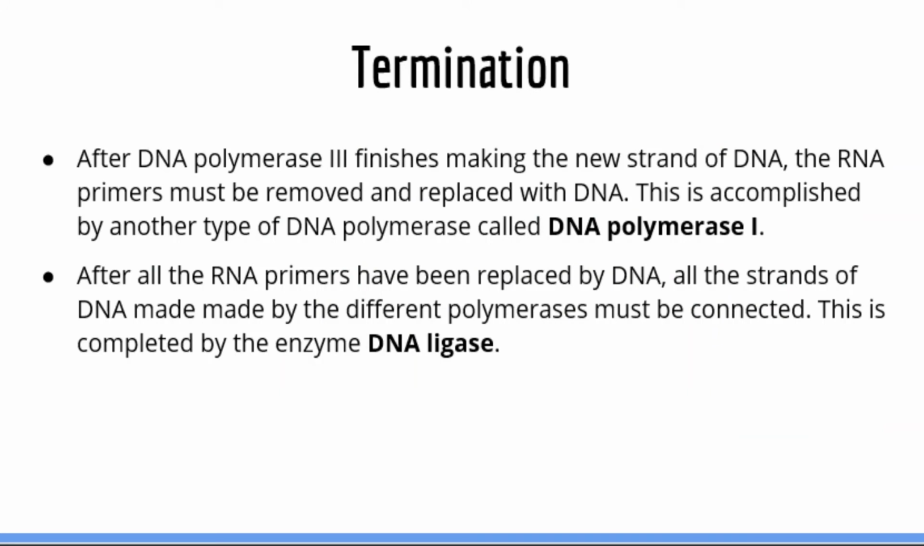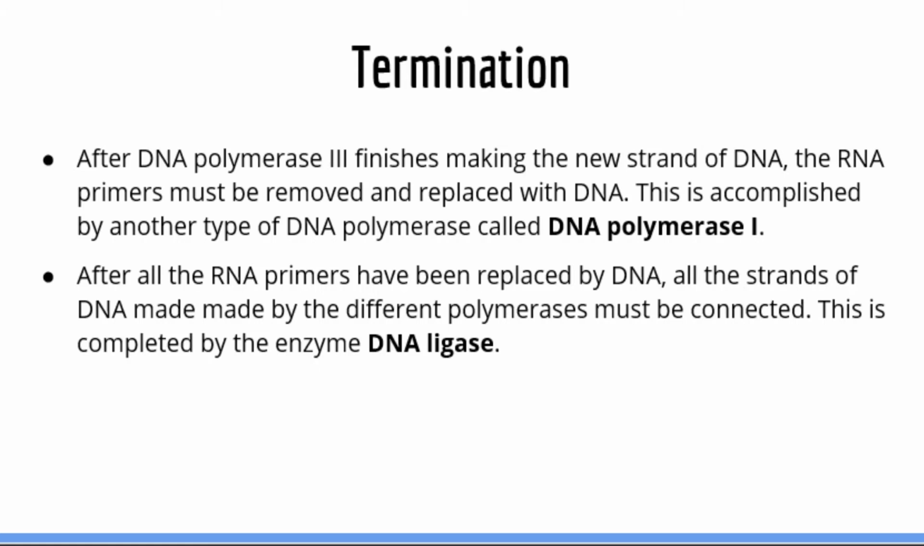The next step, termination, occurs after DNA polymerase type 3 has finished elongation. Remember the primers made by the enzyme primase so that DNA polymerase type 3 can start working? These primers are not made up of DNA, but complementary RNA. These short segments of RNA must be replaced by DNA. This is where the second type of DNA polymerase comes into play. DNA polymerase type 1 removes the RNA primers and replaces them with DNA.